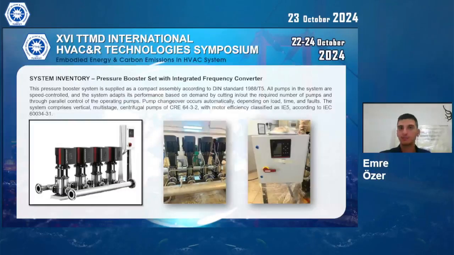And the final part of the system inventory is the pressure booster set. This pressure booster system is supplied as a compact assembly with integrated frequency converter and a control panel. All pumps in the system are speed controlled, and the system adapts its performance based on demand by cutting in and out the required number of pumps and through parallel control of the operating pumps.